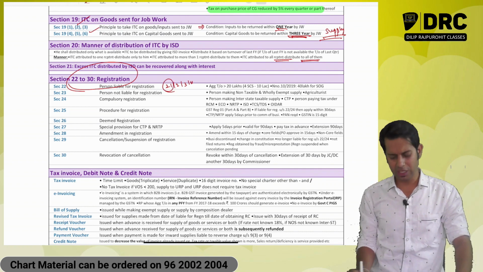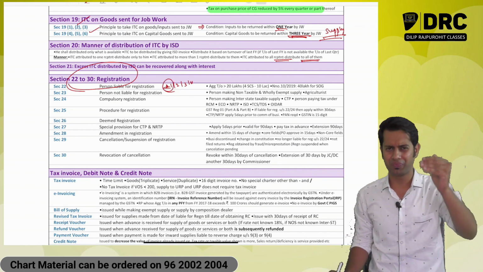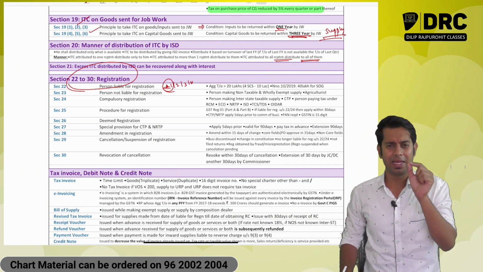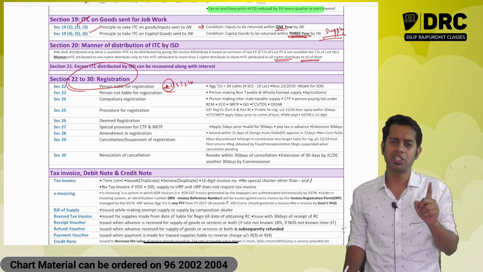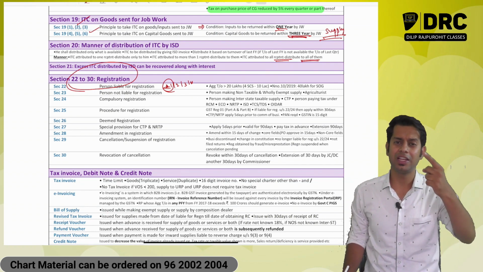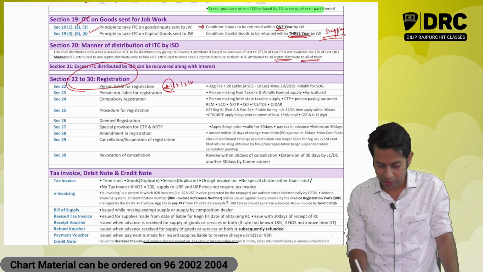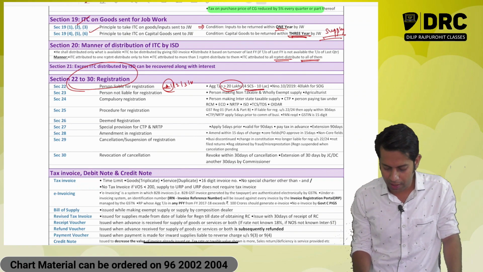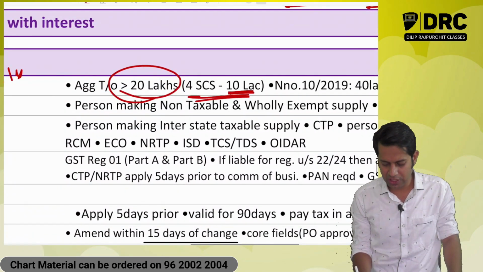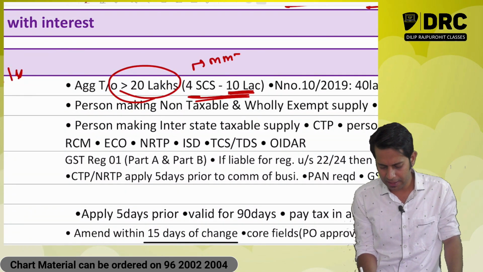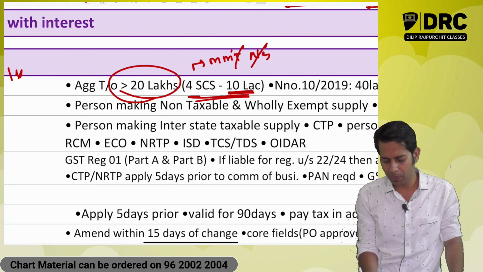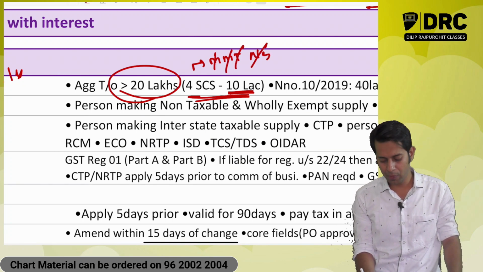Section 22 subsection 1 is very important, which says a supplier of goods or services will have to take registration in that particular state or union territory from where he is making taxable supply of goods or services if his aggregate turnover crosses 20 lakh rupees. This limit is 10 lakh rupees for 4 special category states: Nagaland, Tripura, Meghalaya, Manipur and Mizoram.